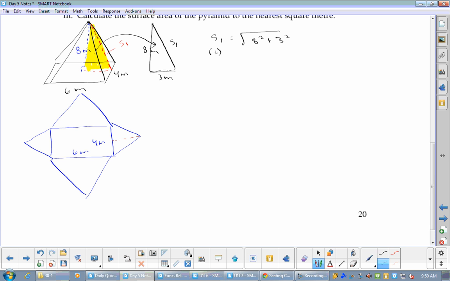Okay, so S1 would equal 8.544 meters. Now, you could go to like 5 decimal places. I actually didn't in this case because I didn't write down 5. But that is S1.